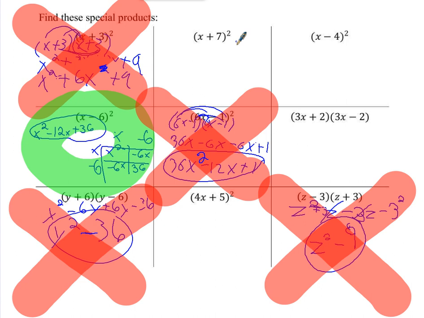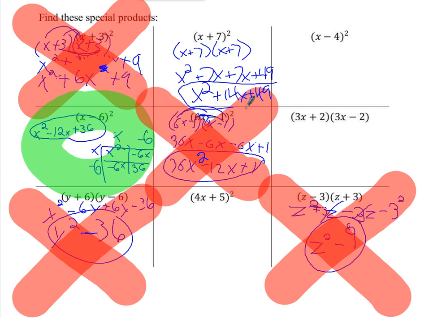What should we do with x plus 7 squared? X plus 7 times x plus 7. X squared plus 7x, 7x again, yep, 49. So what is our answer going to be on this one? Very good. And this one?